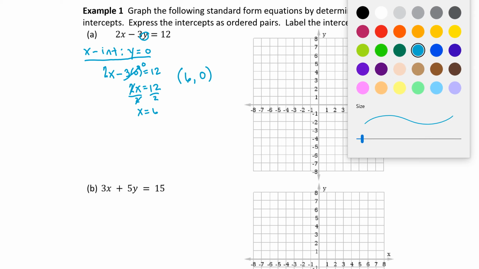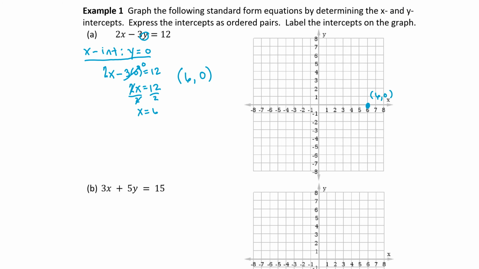Now we're going to find the y-intercept by setting x equal to 0. So to find the y-intercept, we set x equal to 0. Now I'm going to go back to the original equation and start new. I'm going to replace the x coordinate with 0. We have 2 times 0 minus 3y equals 12. 2 times 0 is 0, so we end up with the linear equation in one variable, negative 3y equals 12. We can solve by dividing both sides by negative 3, and we end up with y equals negative 4.